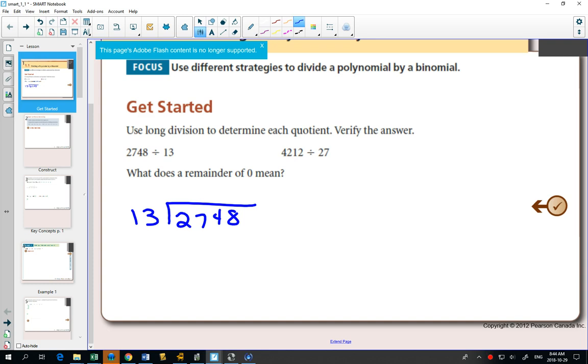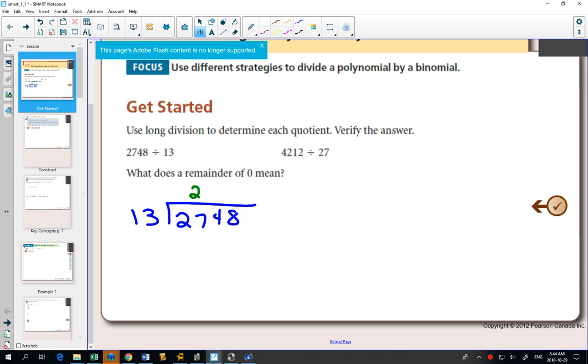So when it was taught as a method, they said, just look at the first number. It's a 2. How many 13s are in 2? Well, obviously none. So then you say, well, then look at 27. How many 13s in 27? 2. And they told you then, write the 2 right here. This is important that you write it right there.